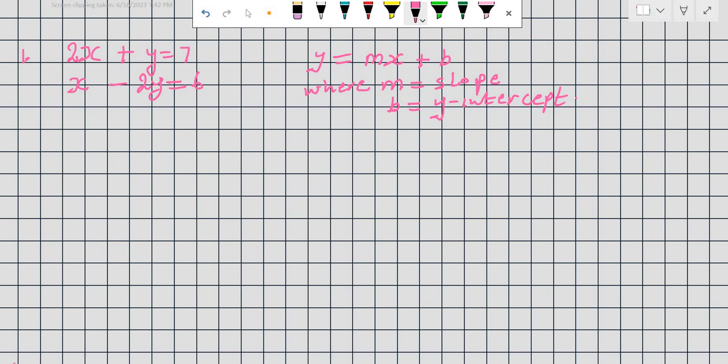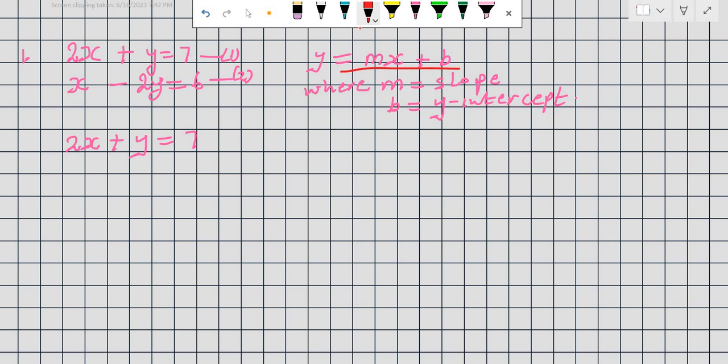So we are going to change each of these equations to the slope-intercept form. And to do that, let's label the first one as equation 1 and the second as equation 2. So let's now make equation 1 in slope-intercept form. So we have 2x plus y is equal to 7. So it has to take this shape that we have here.